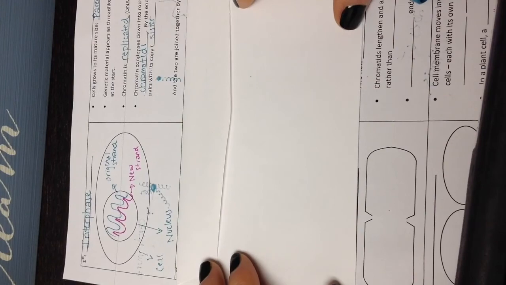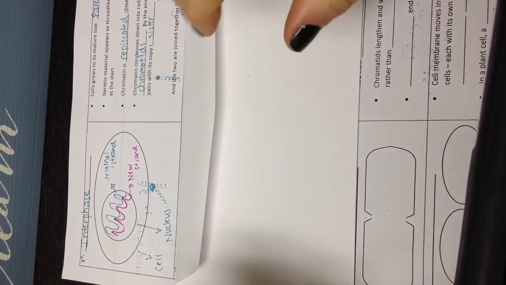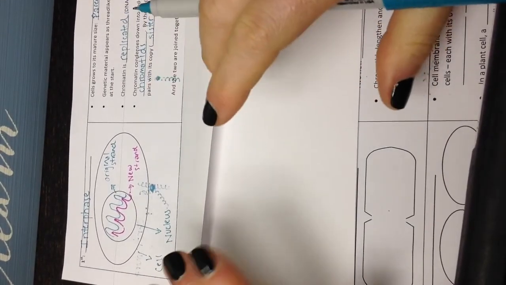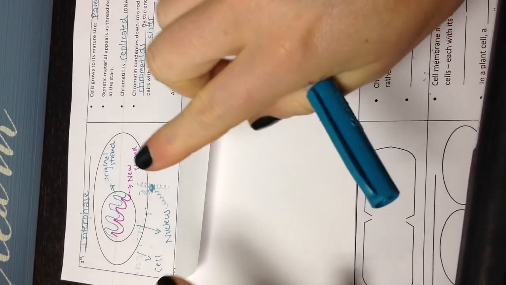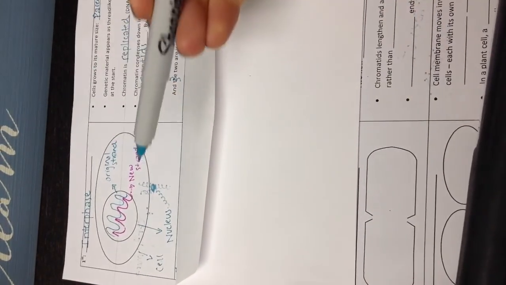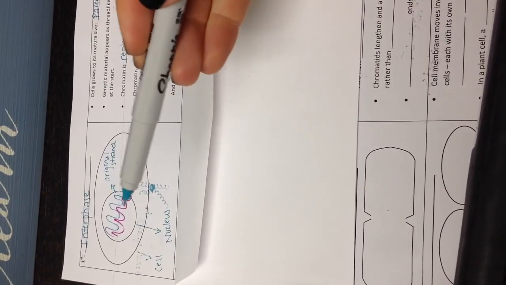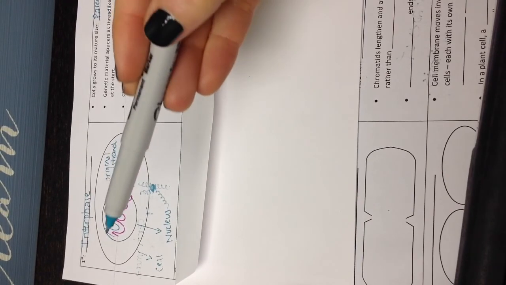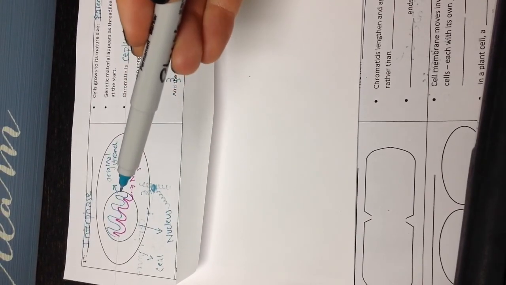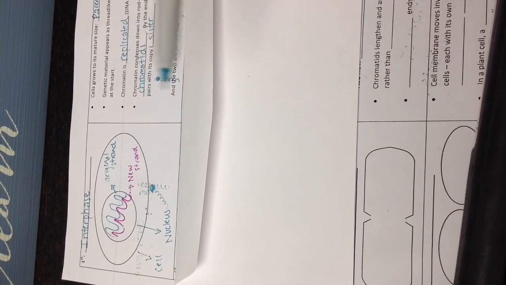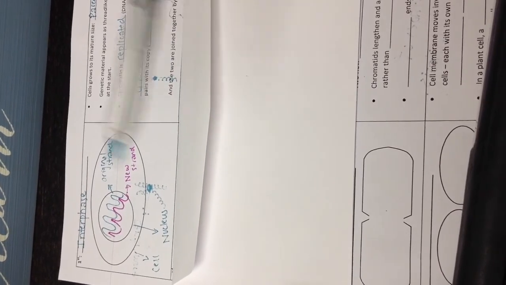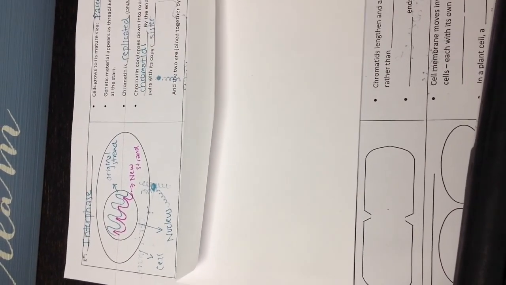Okay, so that's our first portion of the cell cycle, which is interphase. So just double check that you have all these parts labeled, as well as the two different colors showing that this was the initial strand of DNA or chromatin, and this is the new strand of chromatin. So after interphase happens, we jump down to the next part of our notes.